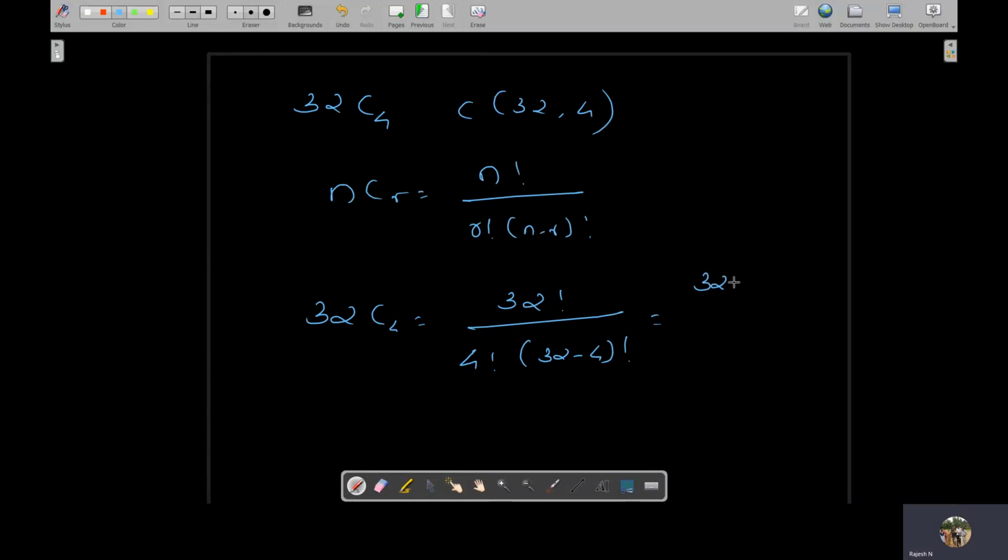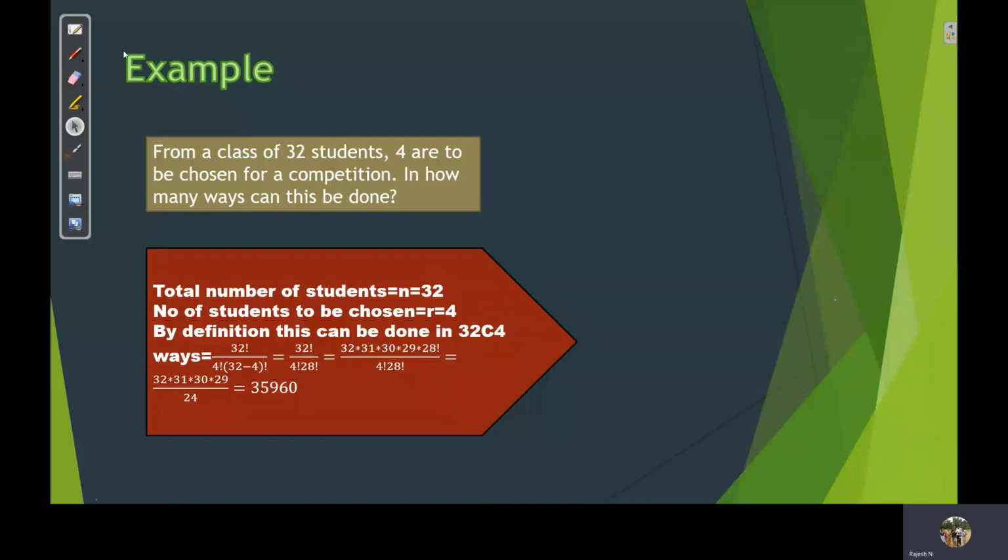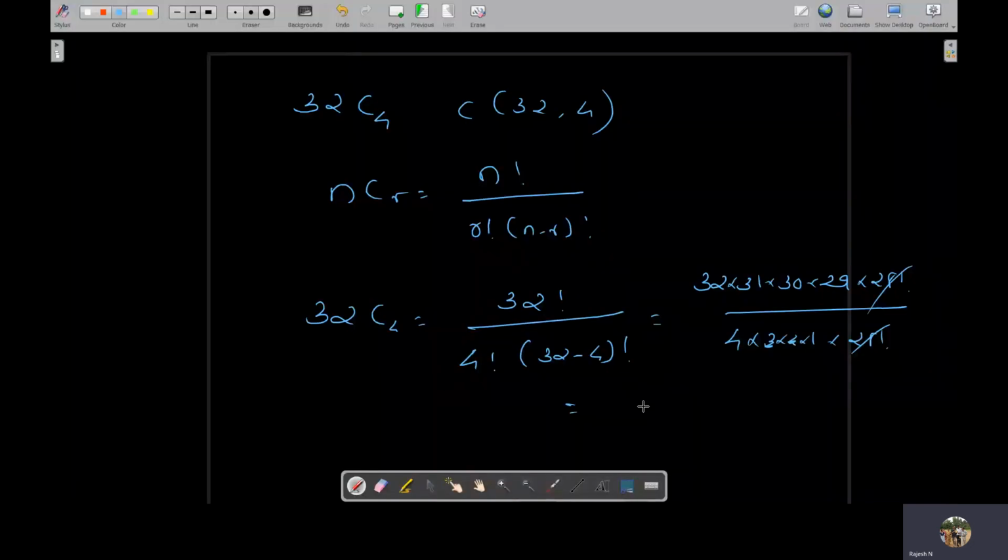32 factorial, you can write as 32 into 31 into 30 into 29 into 28 factorial, by 4 factorial, which is 4 into 3 into 2 into 1, into 28 factorial. 28 factorial cancels. Then 32 into 31 into 30 into 29 by 4 into 3 into 2 into 1. So the answer is 35,960. This is the number of ways of selecting 4 children from 32 children. Next.